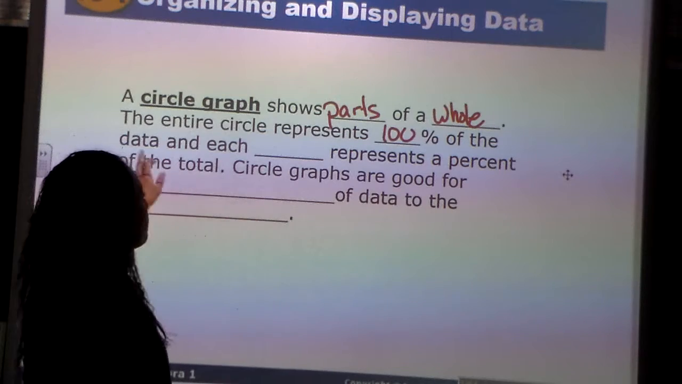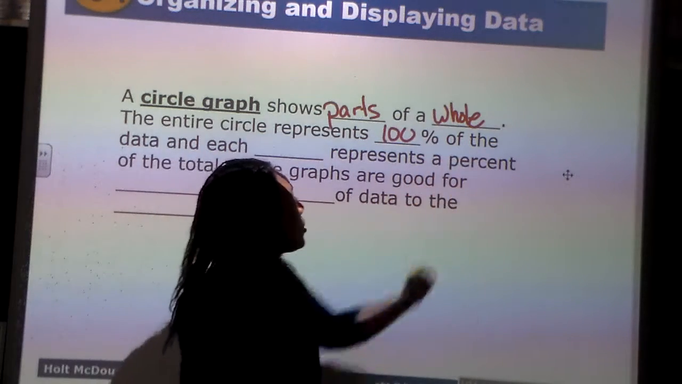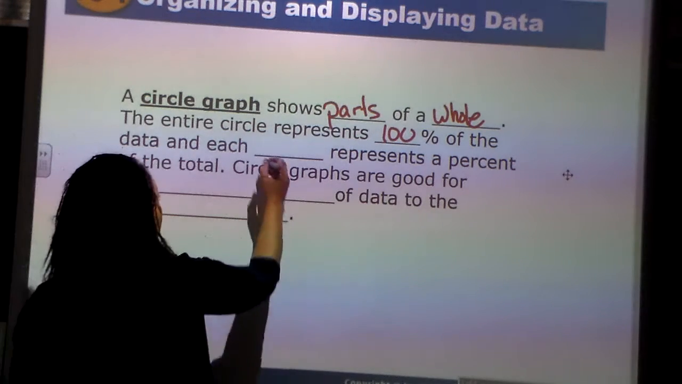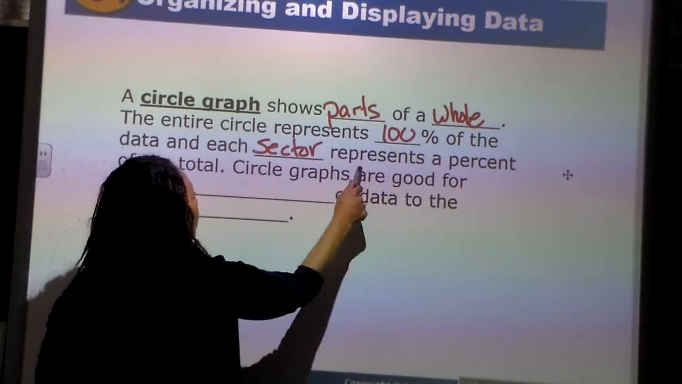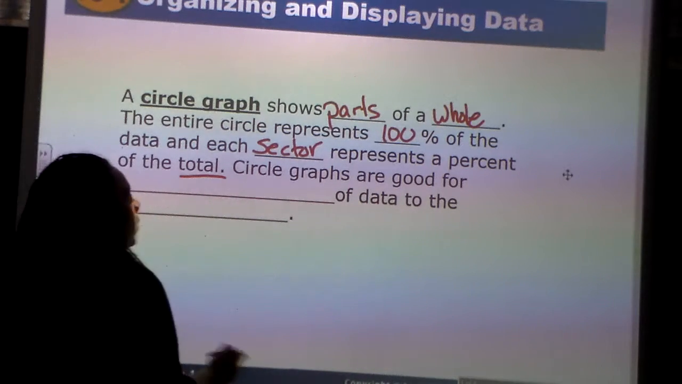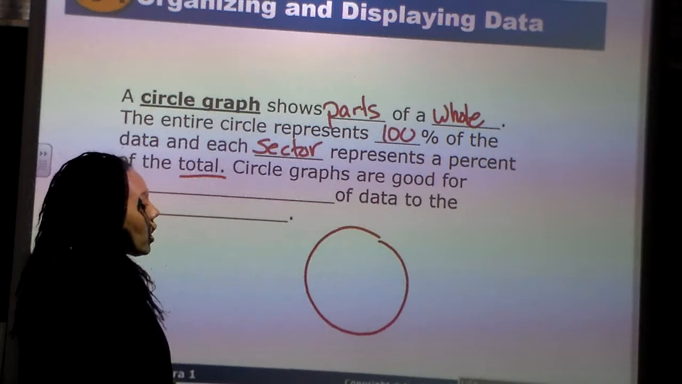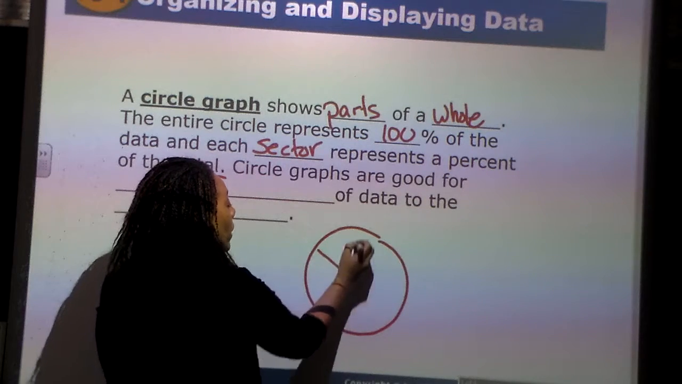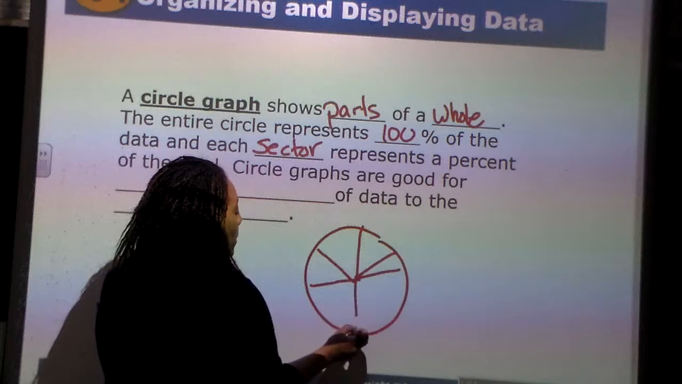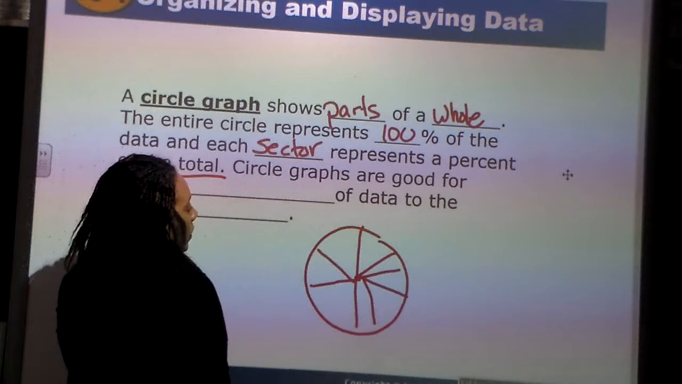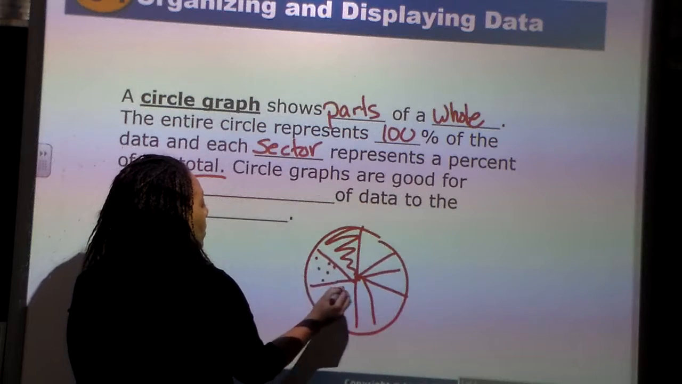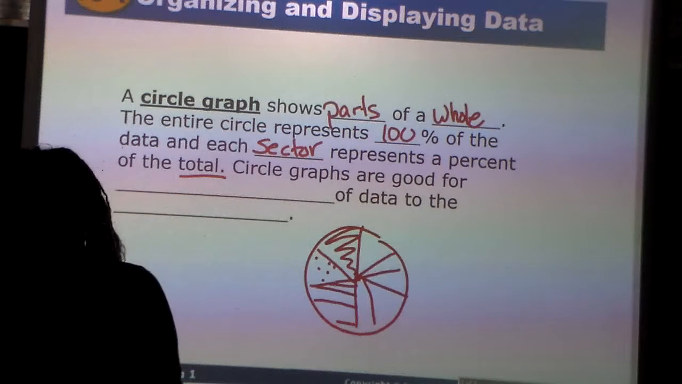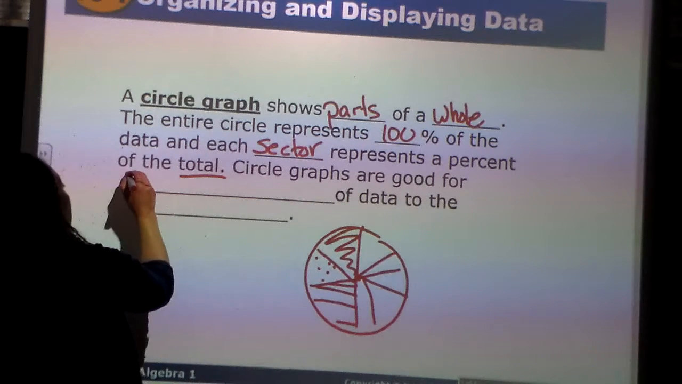The entire circle graph represents 100% of the data, and each sector, we're going to use this word, sector, represents a percent of the total. So that's what I was saying. You have a circle, maybe these are all the people who have a favorite type of music. So it will be broken up into different sectors based on who likes what kind of music. All right, so this may be one kind of music, this is another, this is a third, and that's how that can be represented.